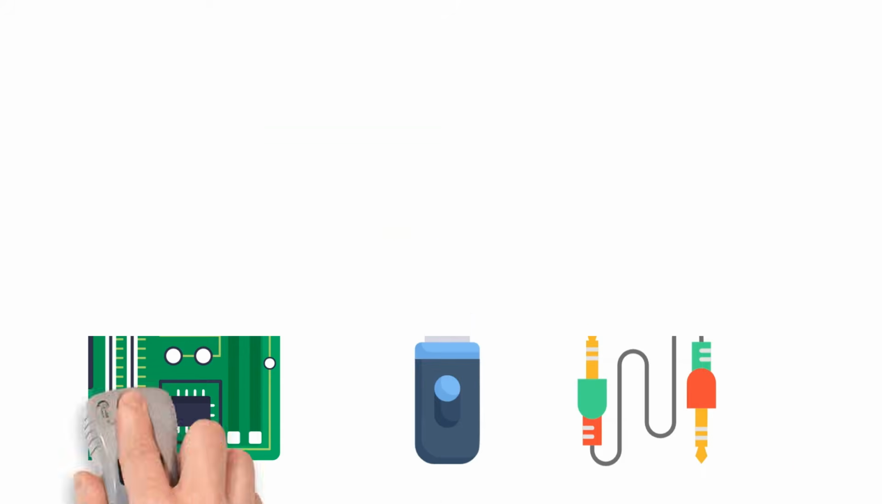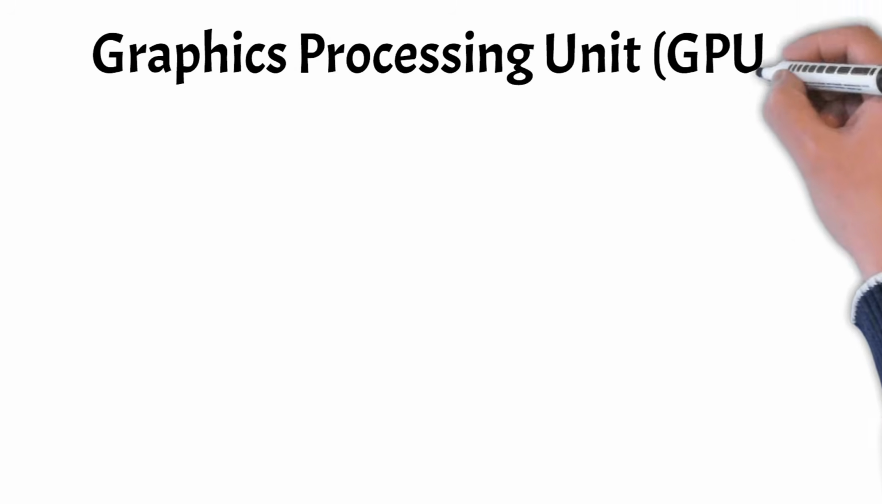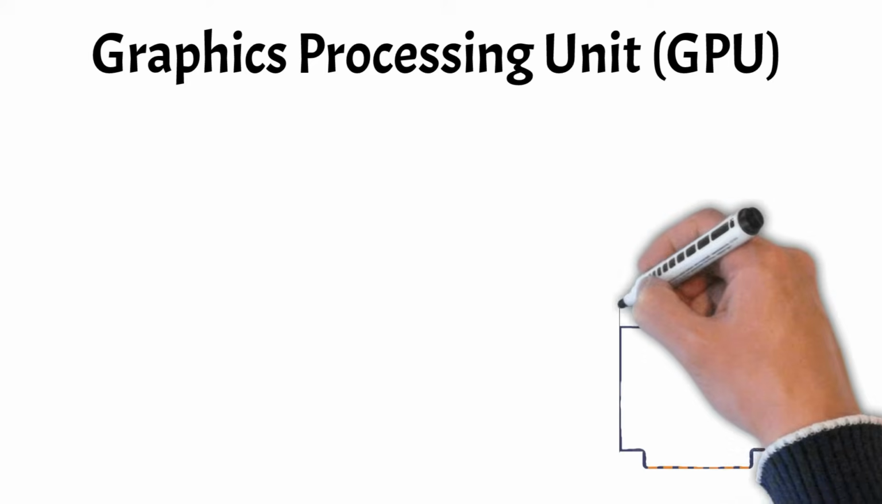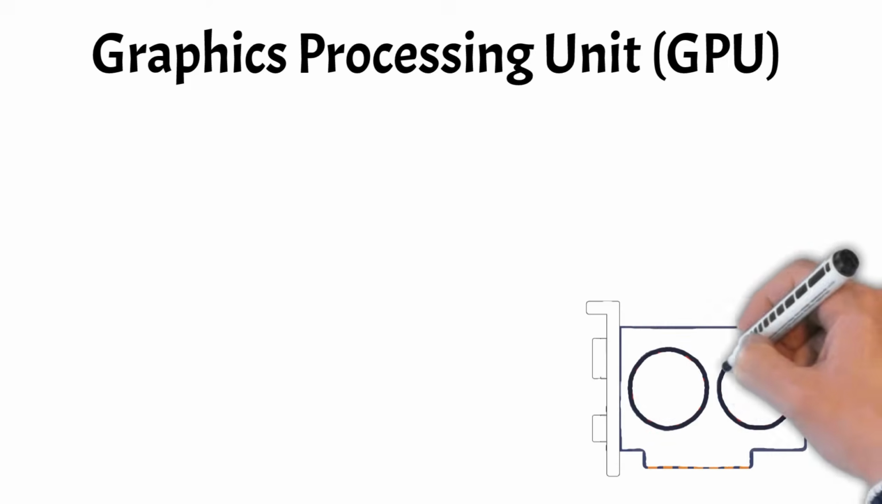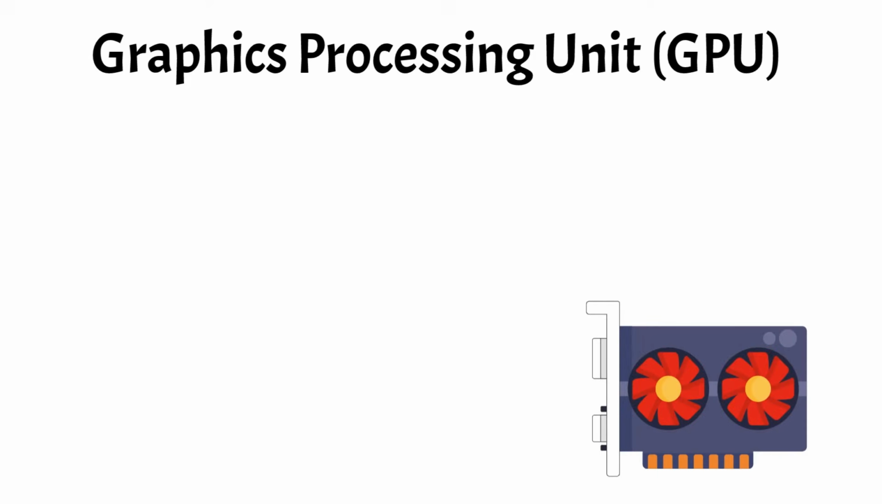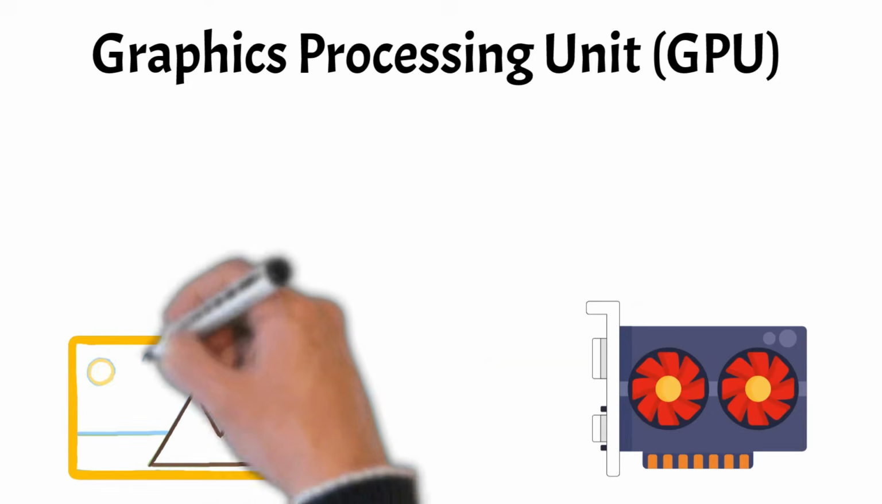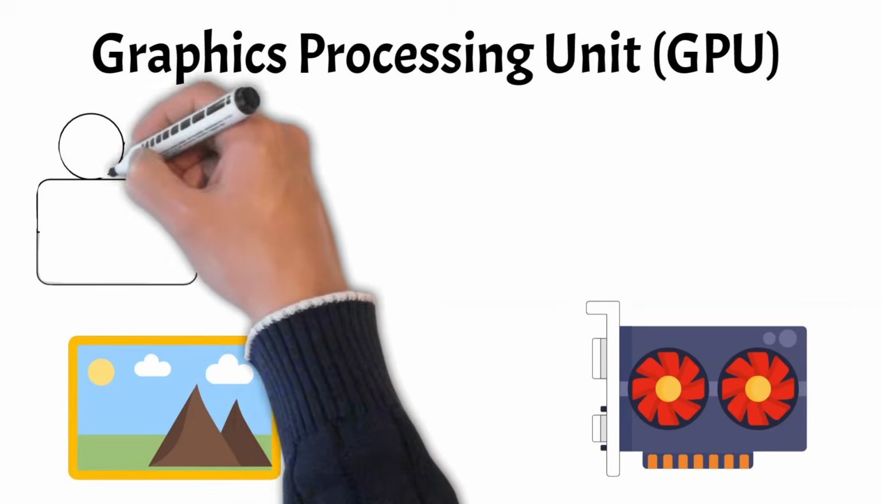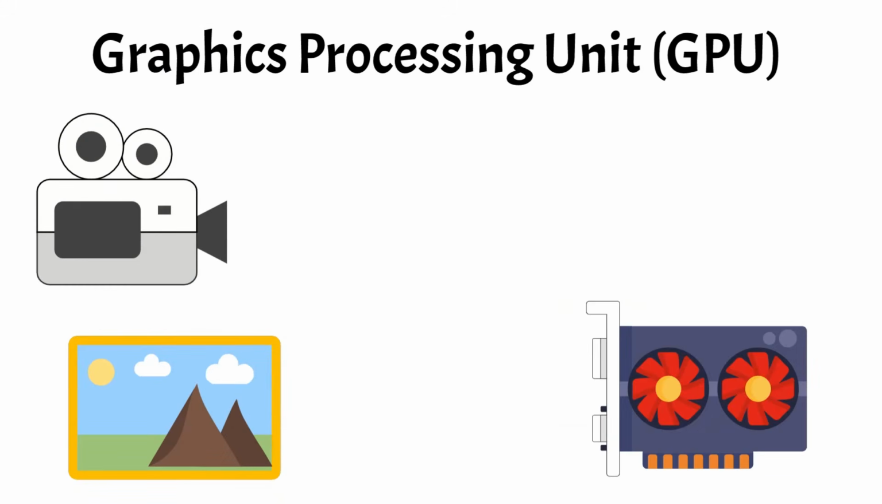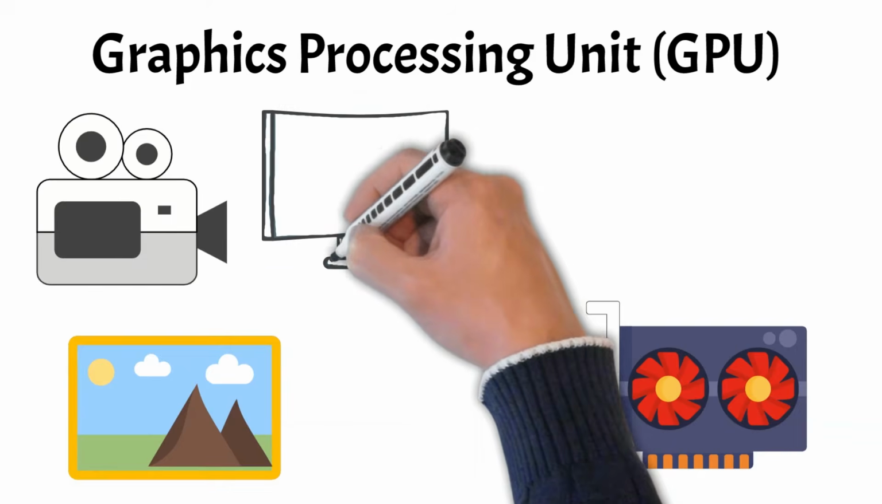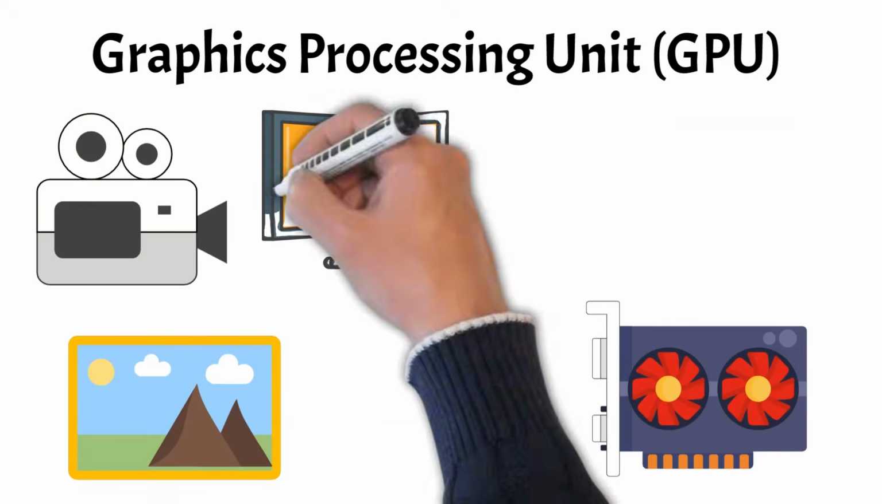Moving on to the GPU. The GPU, or Graphics Processing Unit, is a specialized processor designed to accelerate graphics rendering. Unlike the CPU, which handles general computing tasks, the GPU is optimized for parallel processing, making it essential for rendering images, videos, and animations. It's particularly vital for gaming, video editing, and any application that requires high-resolution graphics.